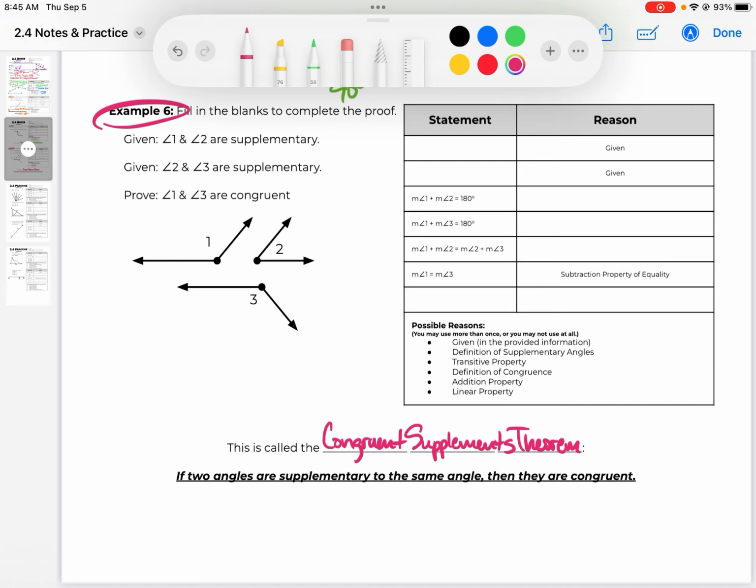All right. Good luck as you do examples 4, 5, and 6. Reach out to me or your teacher if you need extra help. Really try to look up these reasons and see what they are, and see if you can use them to justify and prove each step of your reasoning along the way.